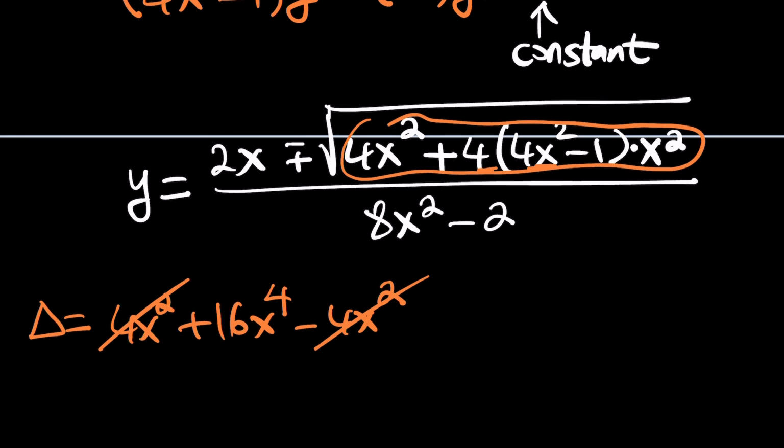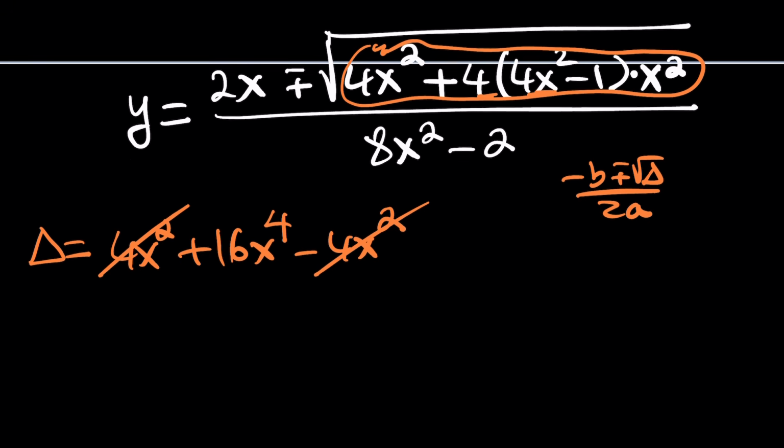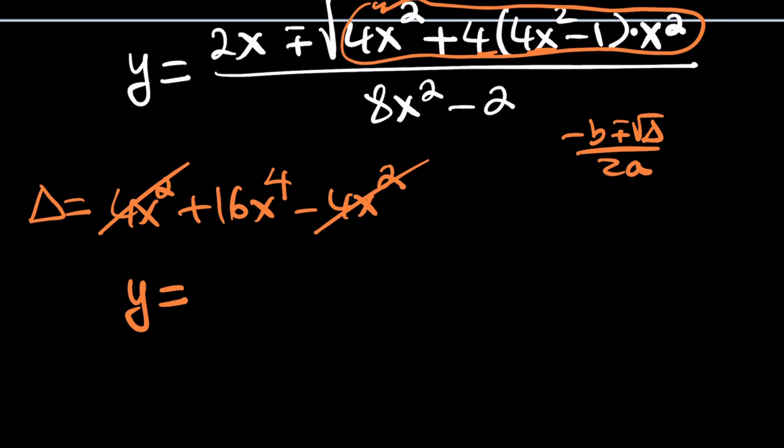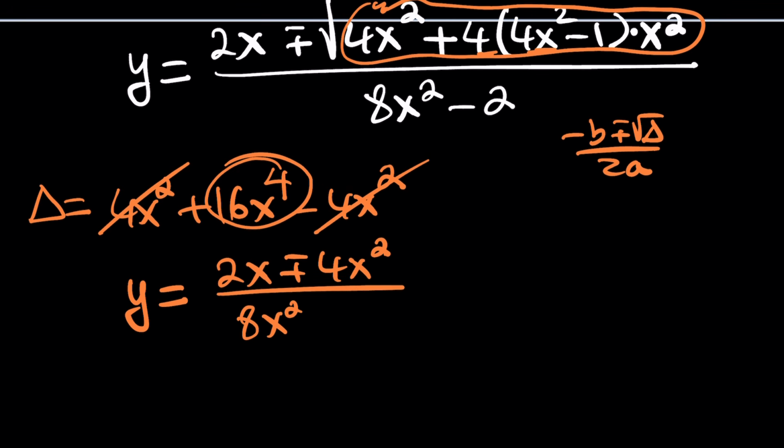Because remember, in the quadratic formula, we have negative b plus minus the square root of delta over 2a. That's how you find the values, right? Exactly. That's the quadratic formula. Easier to memorize this form, right? Now, what are we going to do? We're going to replace the whole determinant with the square root of this, which is going to be 4x squared, 2x plus minus 4x squared divided by 8x squared minus 2.